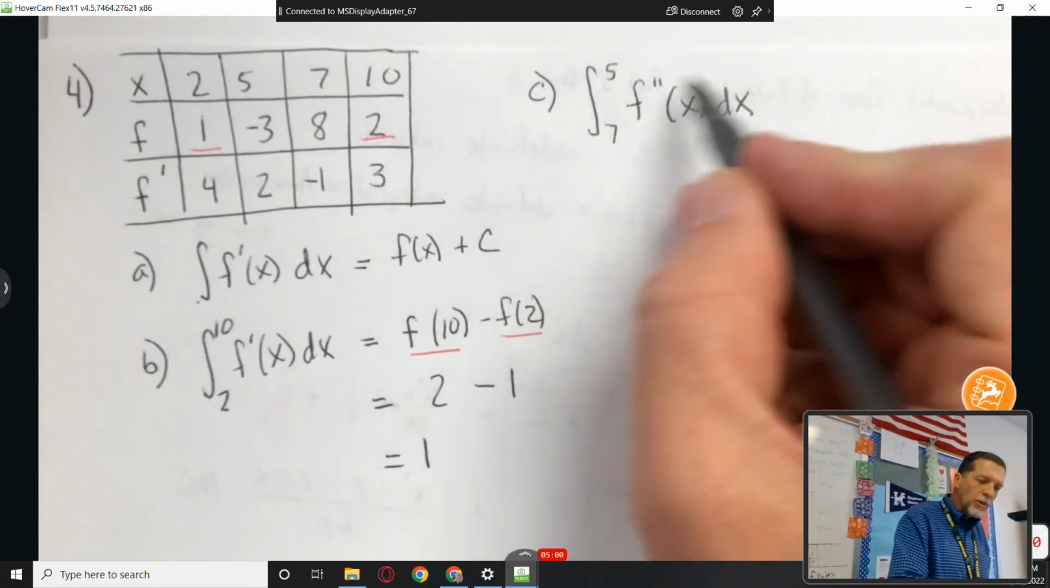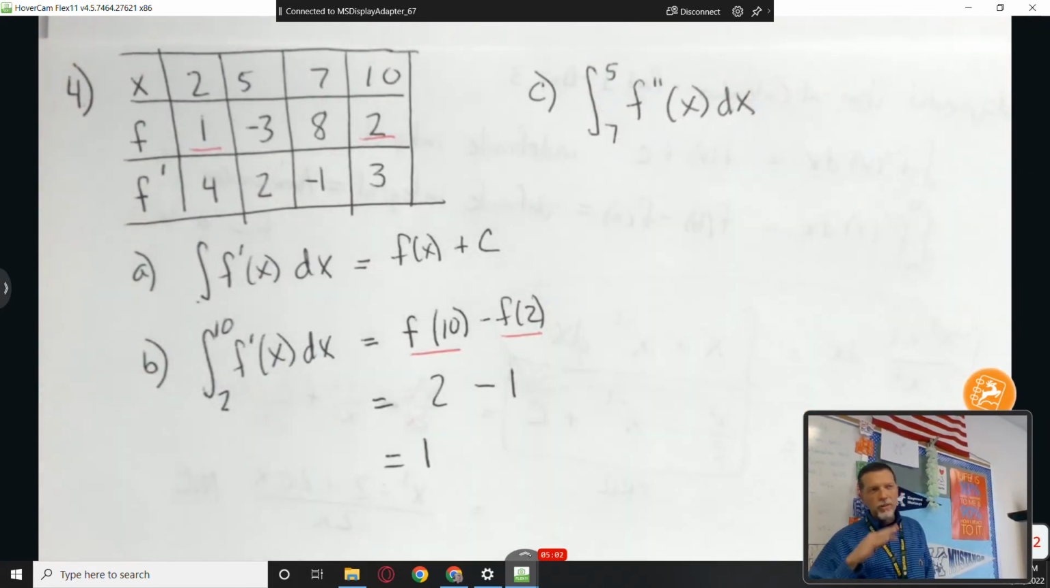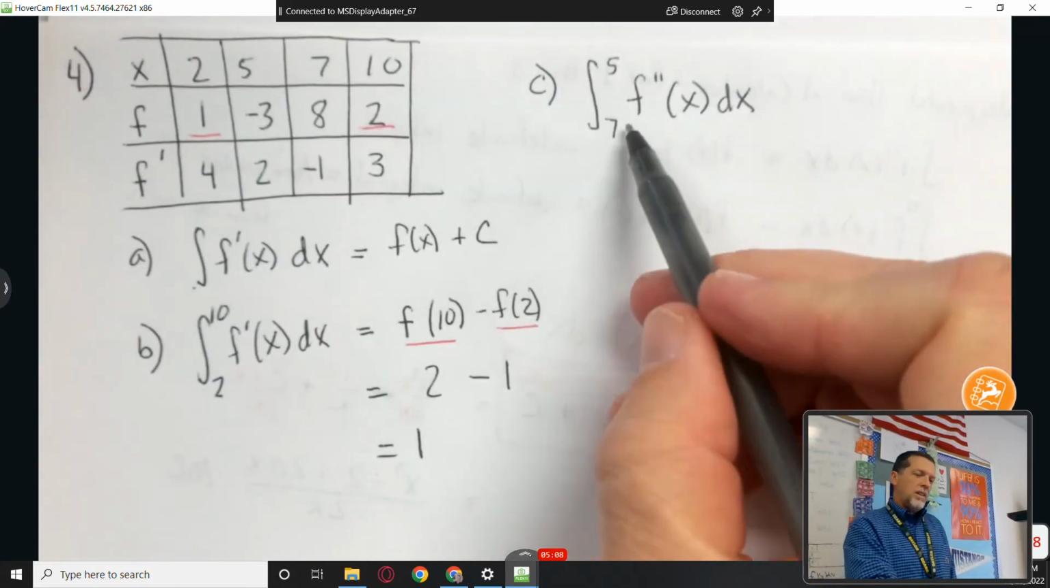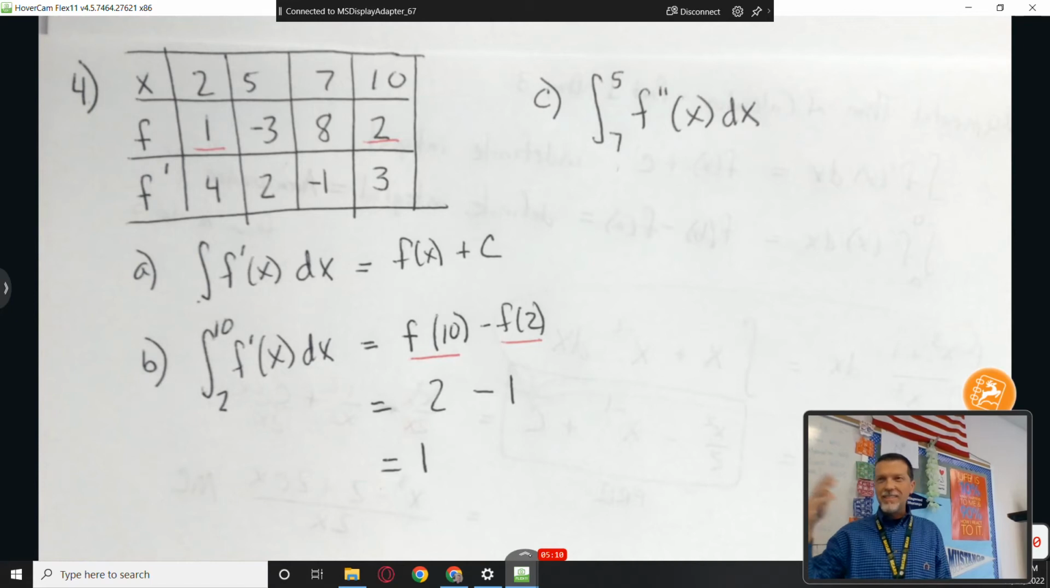somebody tell me what's one thing that's maybe weird or different about this one. Double prime. Okay, the double prime thing. Okay? 7 to 5, not 5 to 7. That's a little bit weird. So which one do we want to handle first?